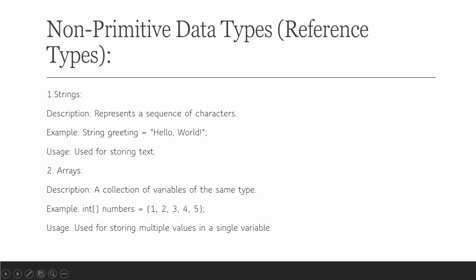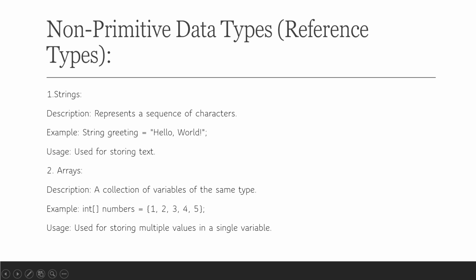An array in Java is like a special container that can hold a bunch of values all of the same type. Imagine you have a box with several compartments, and each compartment can hold a number. This is what an array does for your variables. For example, if you want to store the numbers 1, 2, 3, 4, and 5 together, you can use an array like this: int[] numbers = {1, 2, 3, 4, 5}. Here, numbers is the name of the array, and it holds 5 integer values.